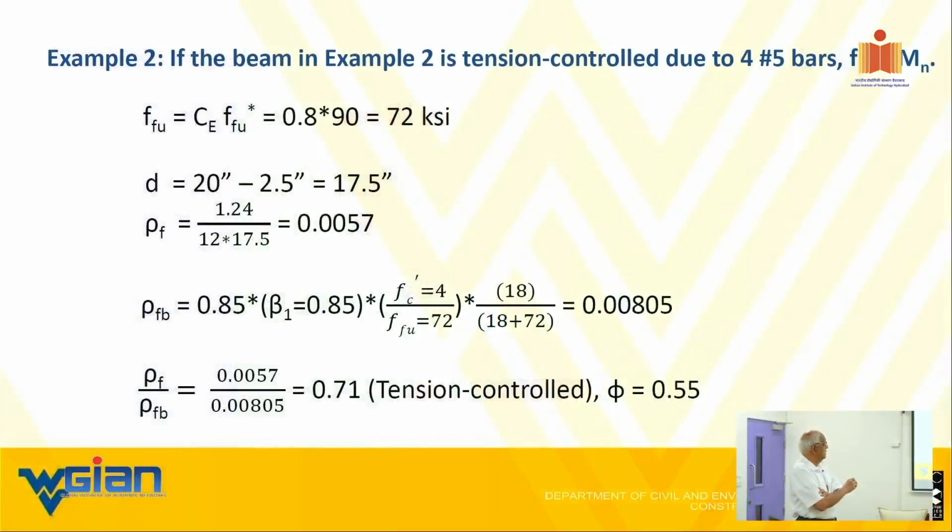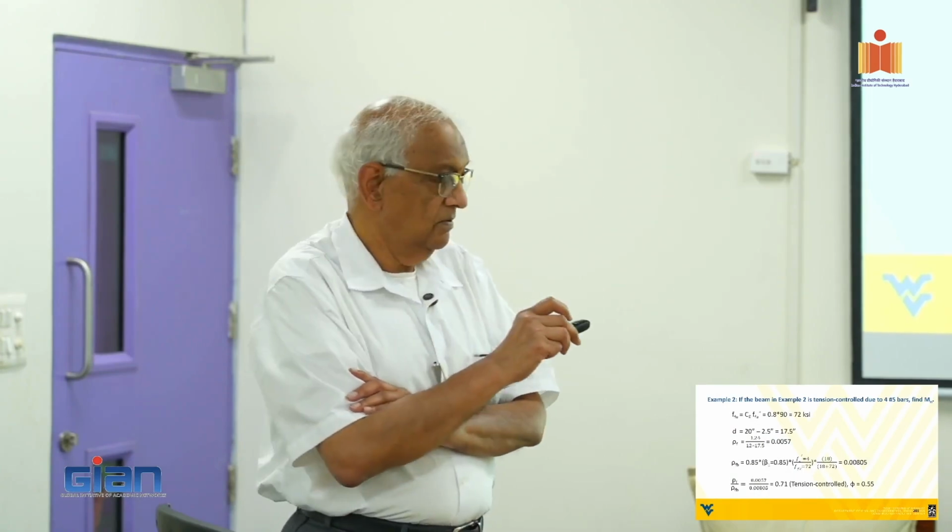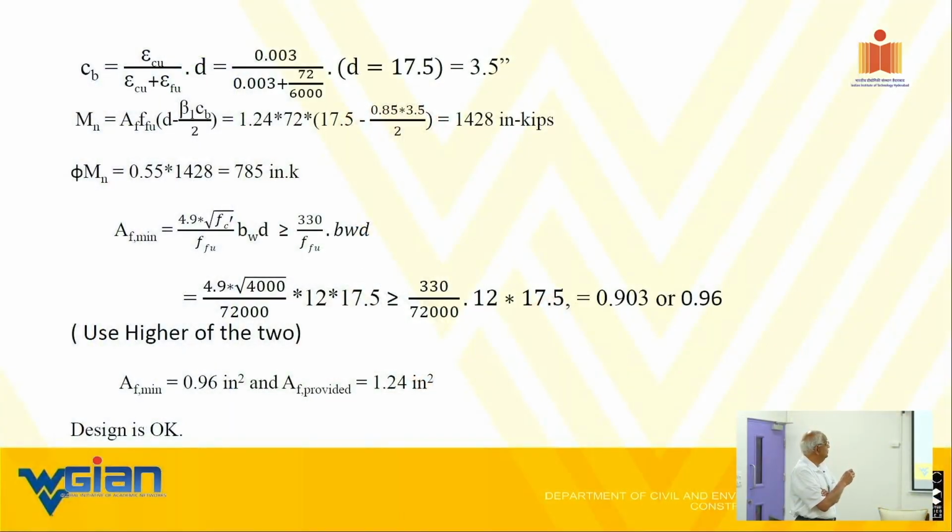What is a compression control? What is a tension control? Okay. So what are we learning here? Phi factor is different, number 1. And the rho versus rho F: rho higher than rho F is compression, rho less than rho F, tension. So now all we are showing you there is how to find the phi times Mn.